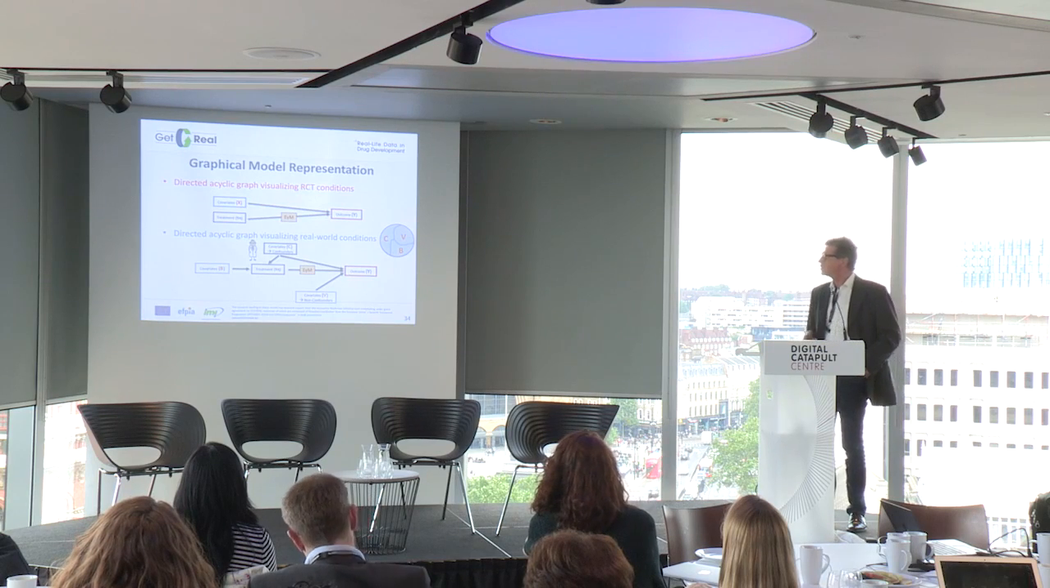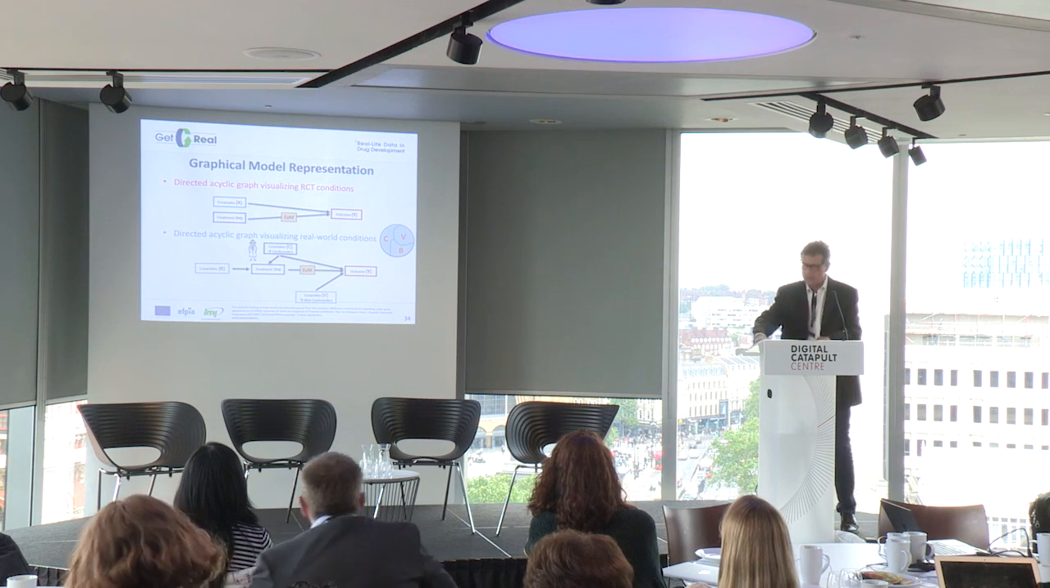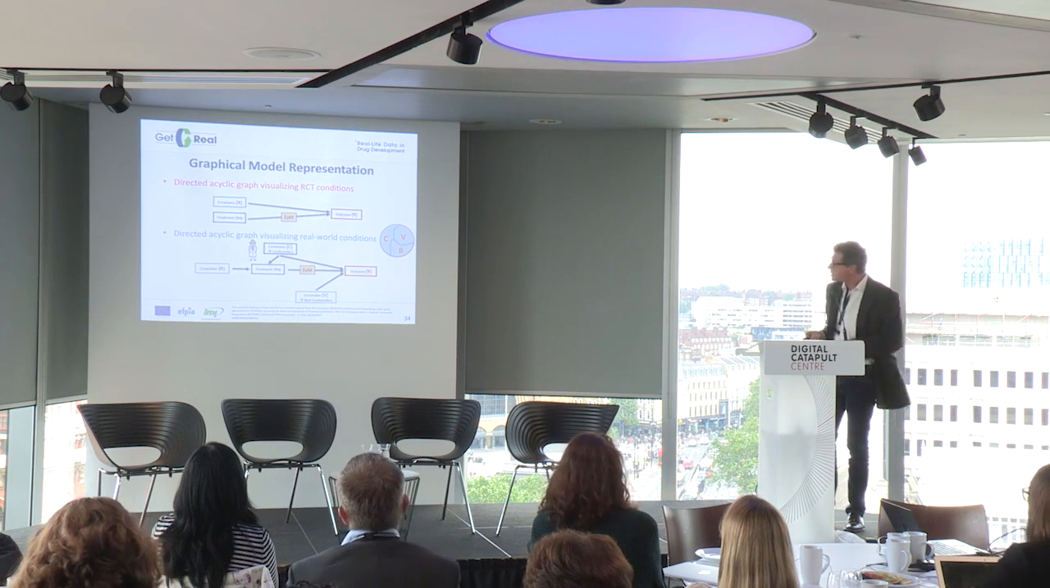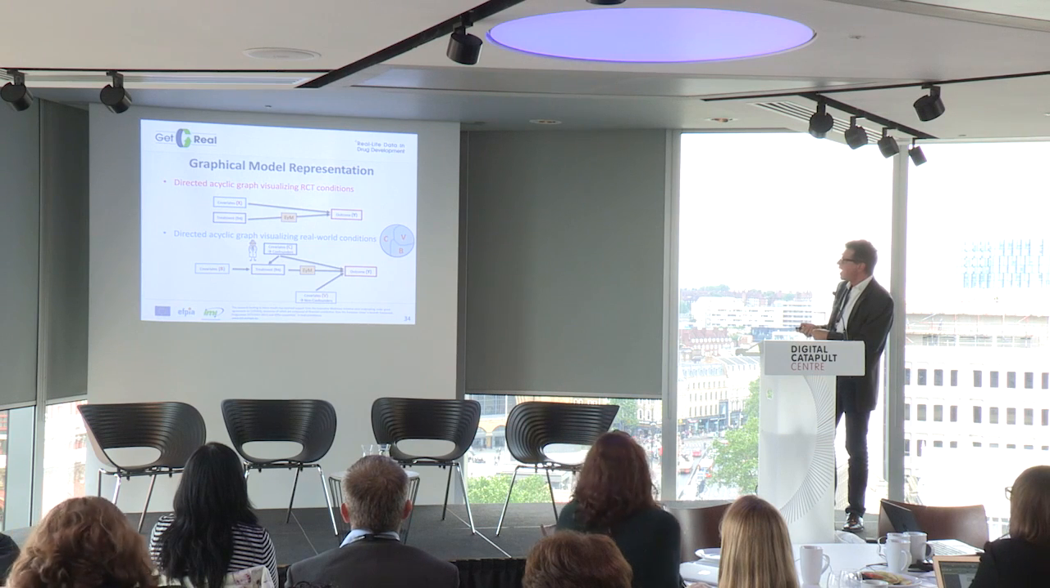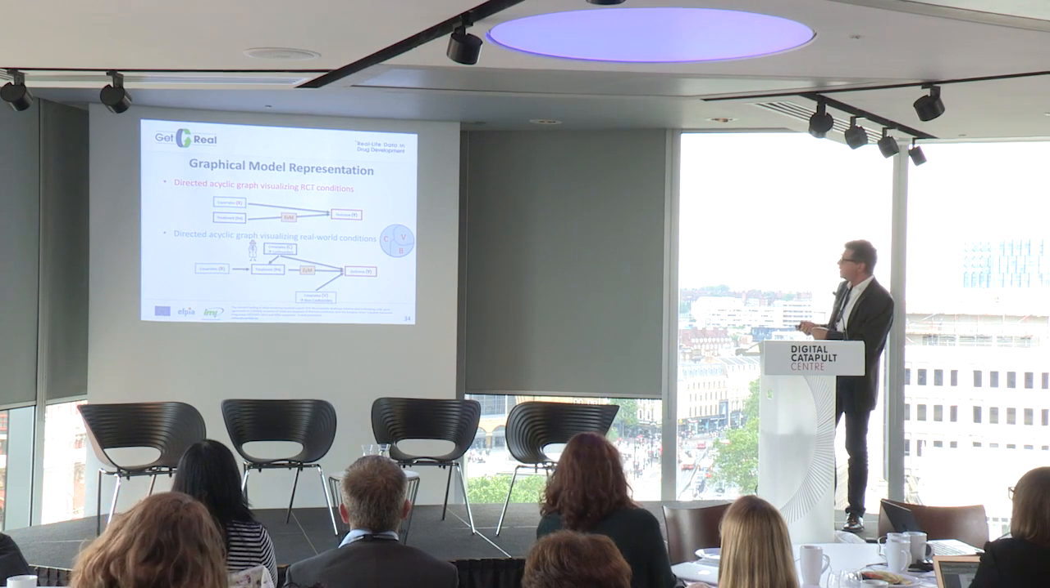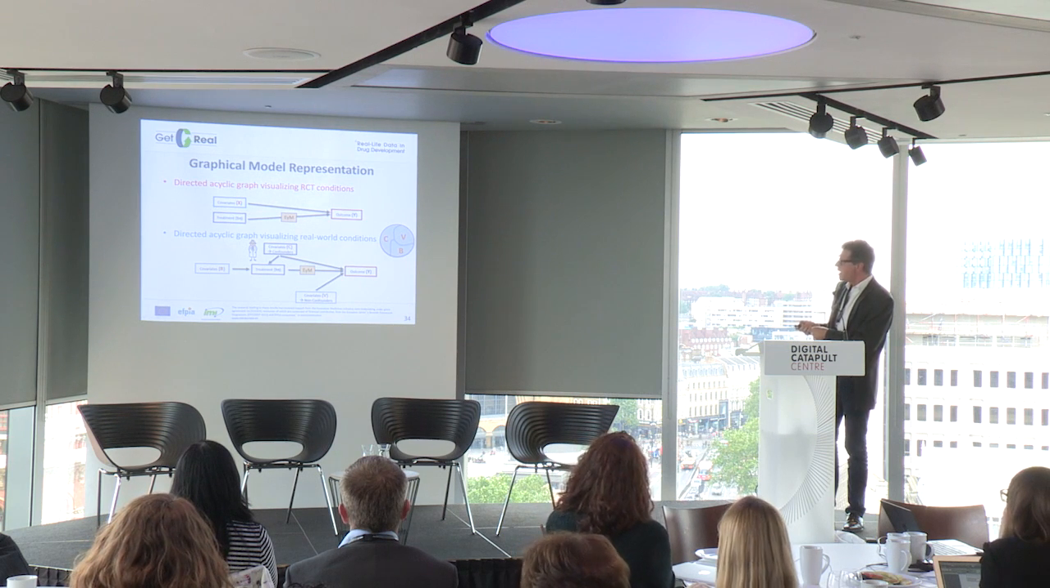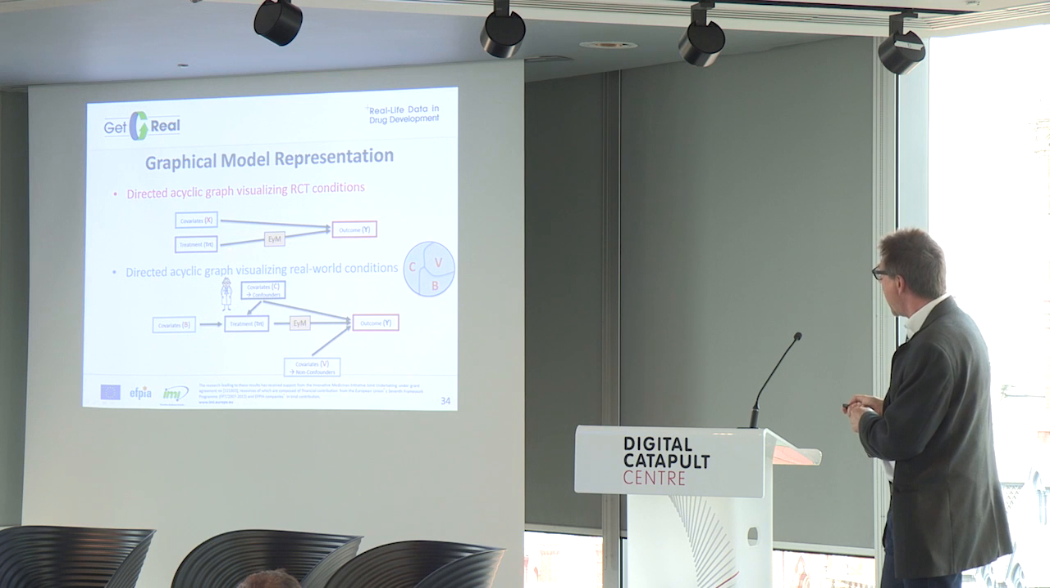So a bit similar to what Lucien Abenheim showed this morning, we were thinking about graphical models, and we used directed acyclic graphs, DAGs, to visualize the different conditions. The upper graph shows the situation that you have in RCT conditions, where you have covariates which influence the outcome, but because this is a randomized trial, they don't influence treatment.